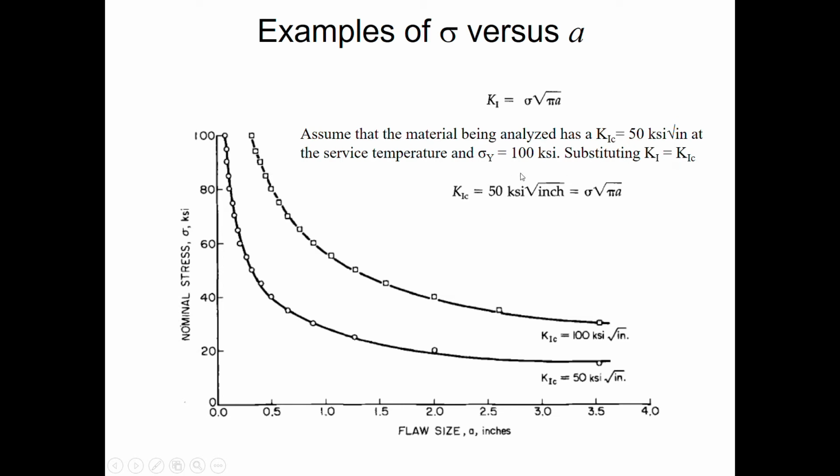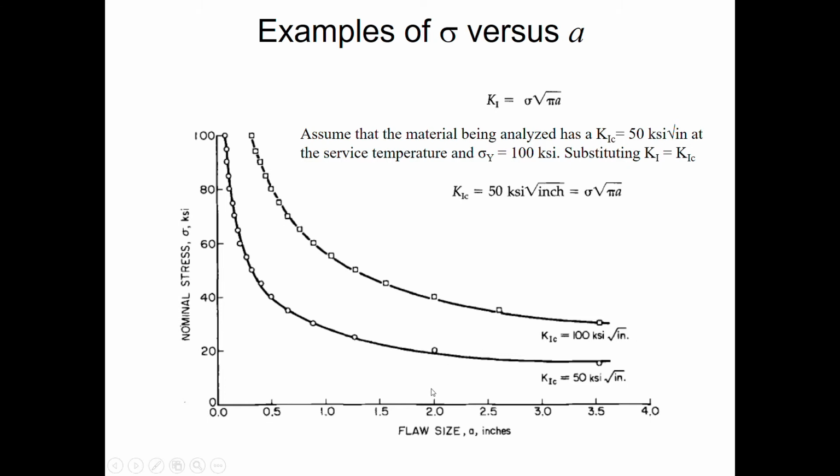Okay, like this one, they substitute 50 into this equation, and then we need to find what the value is. For example, we have two plots here, the nominal stress versus flaw size. This is the plot for K1C equal to 50 ksi, and this is for K1C equal to 100 ksi times square root of inch.